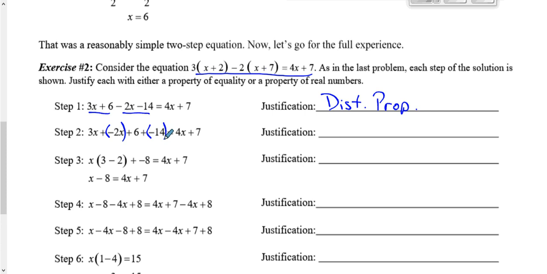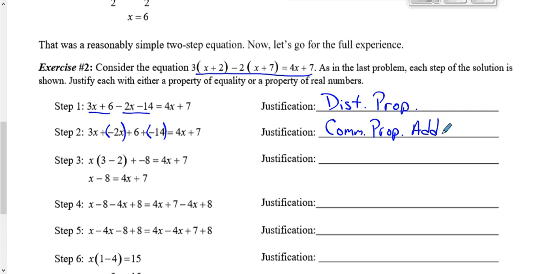So anyway, they moved this negative 2x over here, the other thing over there. What property justifies that? The one that says you can move things around. Commutative, right? To commute, move, right? The commutative property of what? It's either addition or multiplication. Good, addition. Commutative property of addition.